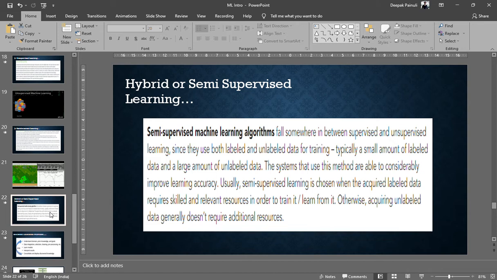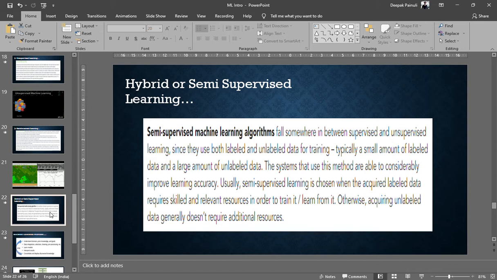So what's written over there, see, a semi-supervised machine learning algorithm falls somewhere in between supervised and unsupervised. That means it is a mix of supervised and unsupervised learning algorithms. They use both labeled and unlabeled data for training, typically a small amount of labeled data and a large amount of unlabeled data. See, why do we use unsupervised machine learning here? Because we don't have completely labeled data. So we want those data to be labeled. That's why we use a clustering algorithm in that case, right?